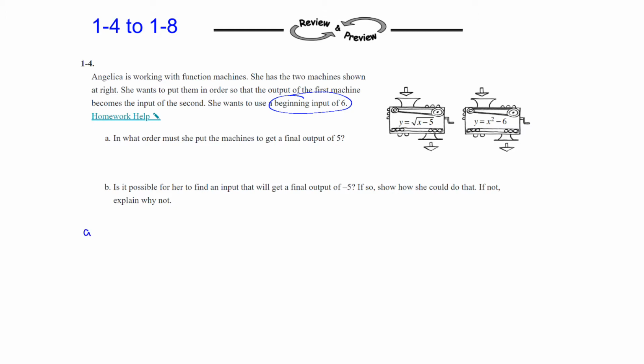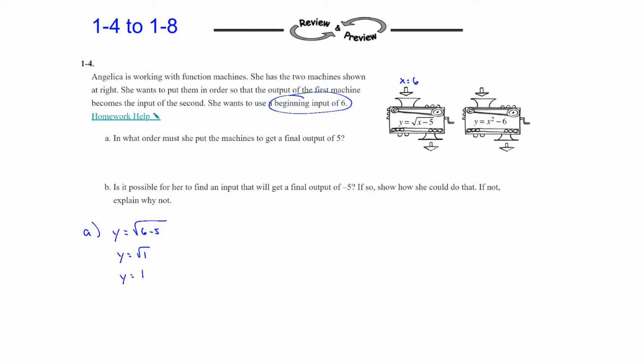Part A. In what order must she put the machines to get a final output of 5? So for example, if we wanted to start with the first machine and say x is equal to 6, then that would be y equals the square root of 6 minus 5. And then you just simplify this as you go along. That would be the square root of 1, which is 1.